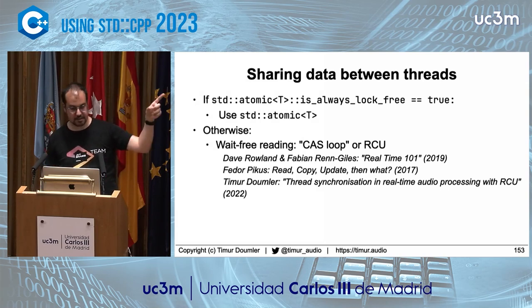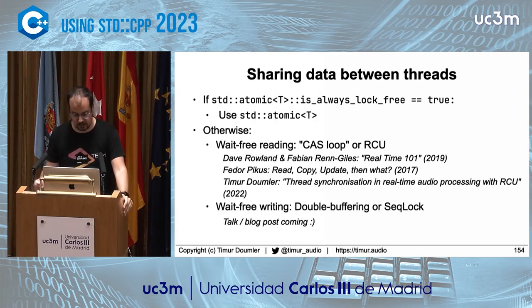And there is RCU, which you can use. If the hot path is doing the writing, there's a technique called double buffering. And there's another technique, which I recently discovered, which is called SeqLock, which is really cool. So I want to do at some point a talk and a blog post just about SeqLock. It's a really, really cool technique, but also kind of difficult to get right, kind of fascinating.